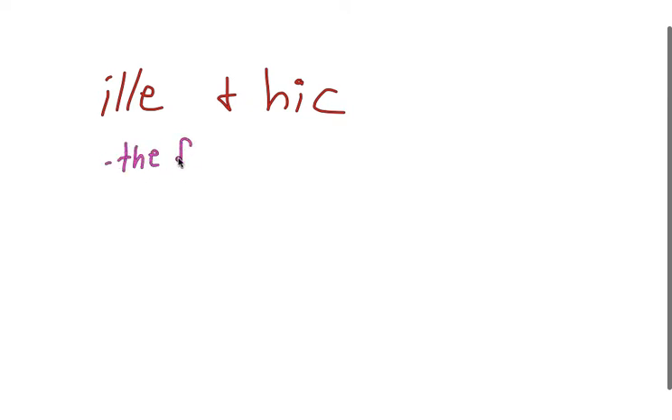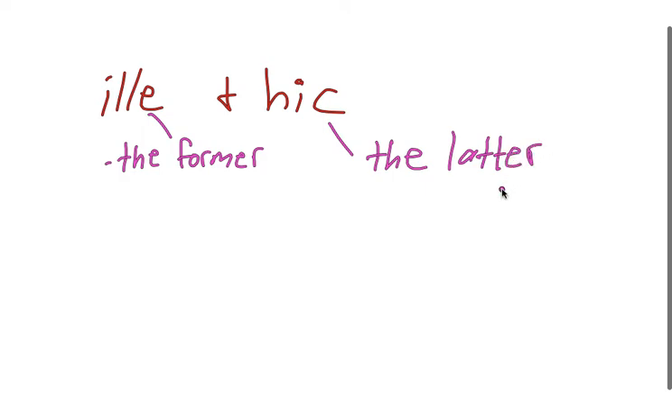Also, it's important to know that ille and hic are often used with the ablative of comparison or in comparative clauses to mean specific things. Ille means the former, and hic means the latter. That is the latter of two people or two things. And so here's an example of that.